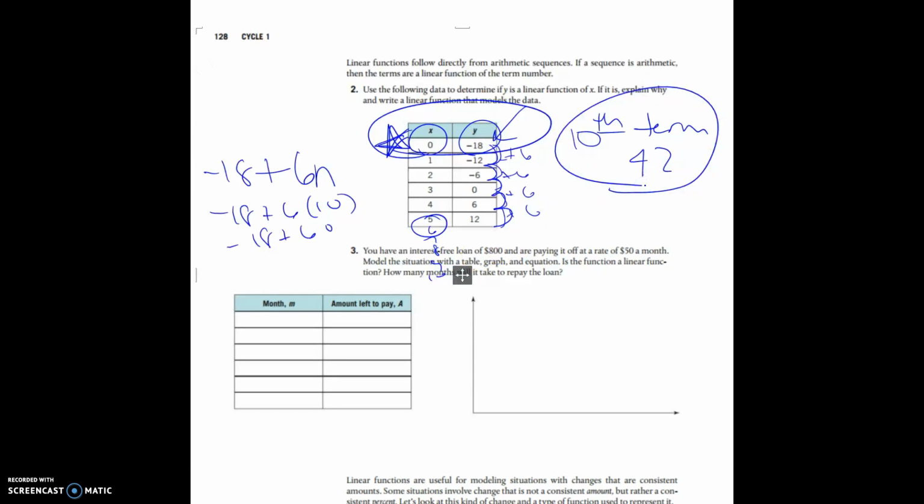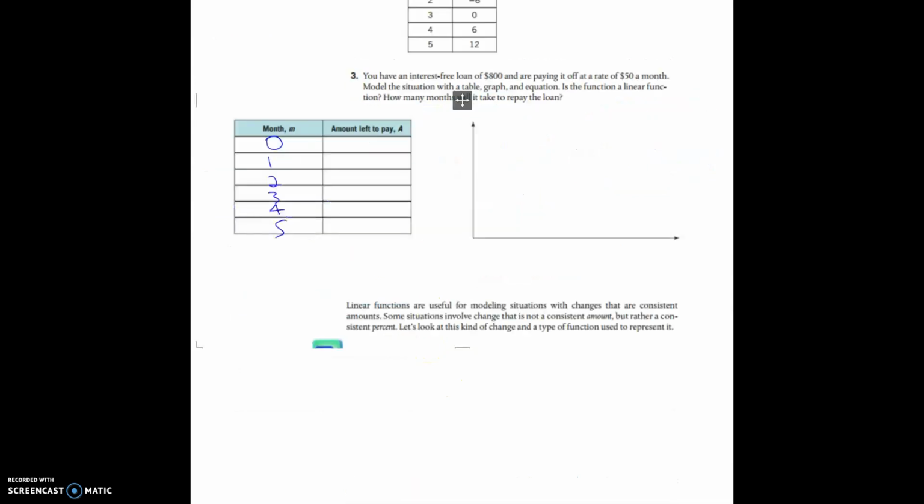All right, why don't you pause and try to do number 3 and try to graph it as well. So try that one. Okay, so let's look at this. You have a loan of $800 and you're not getting charged any interest and you're just going to pay off $50 every month. So at time 0, how much money do you owe? This is the amount left to pay, so $800. And then you're going to just keep paying $50 over and over and over again.